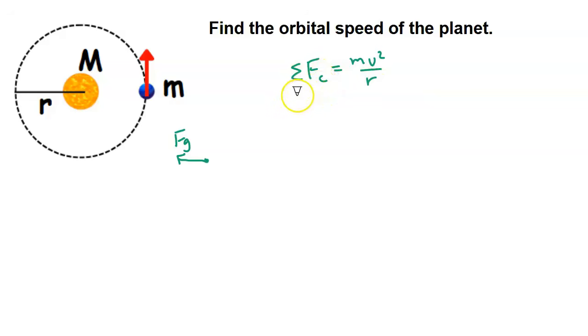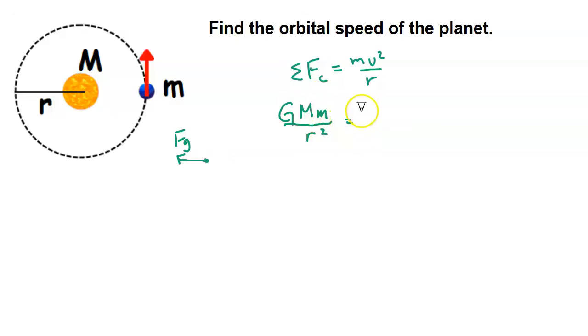Now we can use mg when we're on a planet and we know what g is, but here these are large masses and they're far apart. So what we're going to use is the universal law of gravitation, which is big G m1 m2 divided by d squared. The two m's are the mass of the sun and the mass of the planet. The distance is going to be the r of the circle, so I'll just say r here. That's the distance between the planet and the sun, and that's going to be squared.